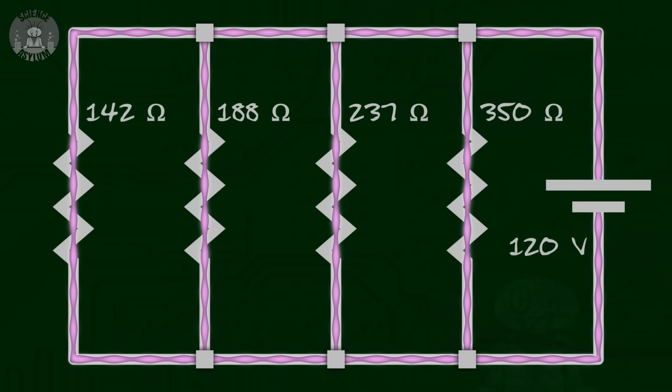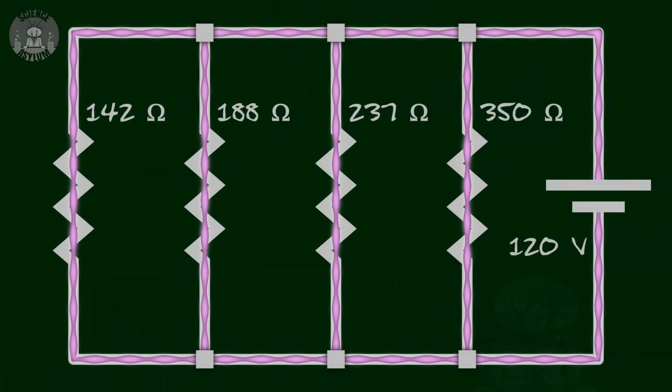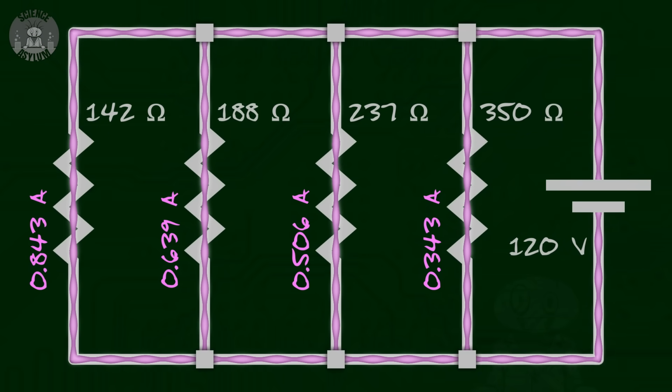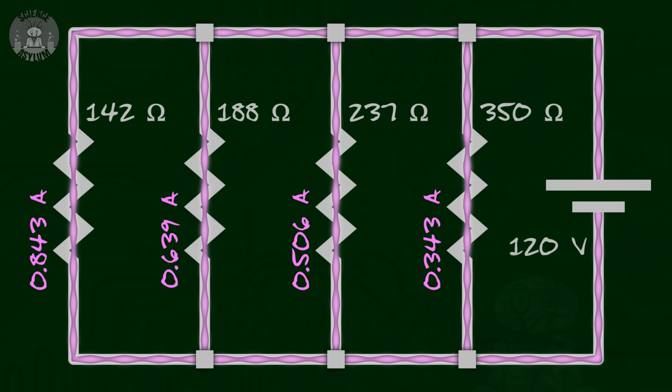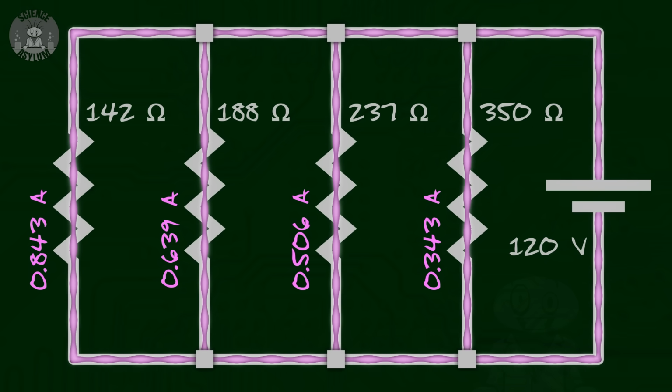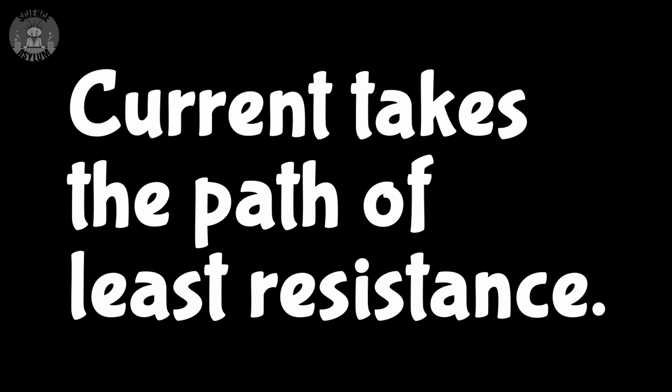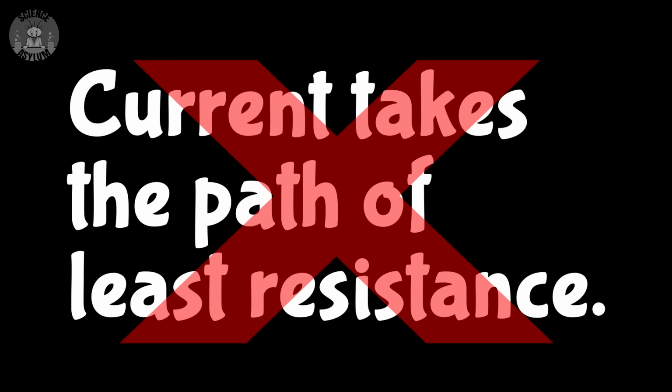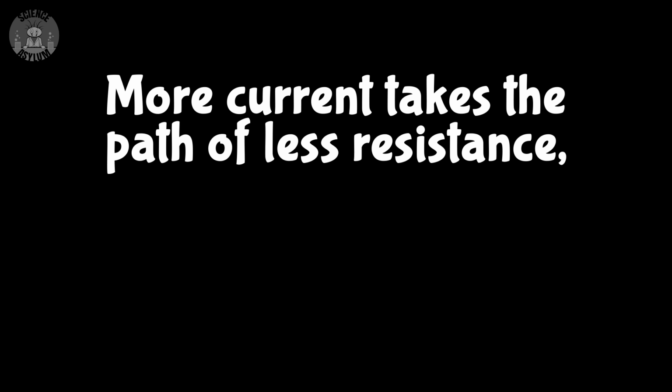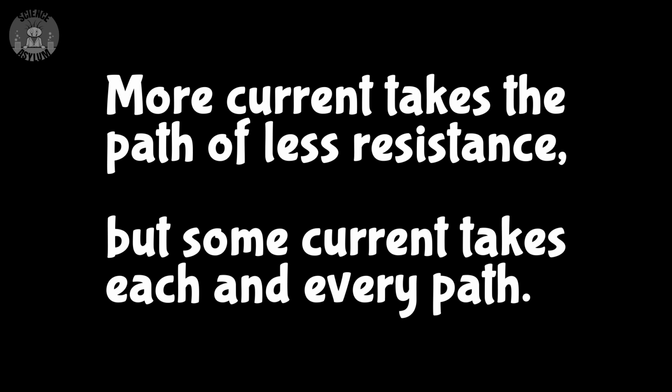It went through every available path in this circuit. It just didn't do that in equal amounts. There's more current in the paths with less resistance. So let's try rewriting this rule. Current takes the path of least resistance? Incorrect. More current takes the path of less resistance, but some current takes each and every path. It's not nearly as catchy as the original, but at least it's correct.